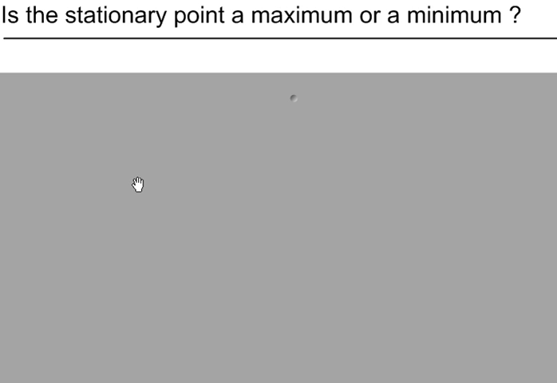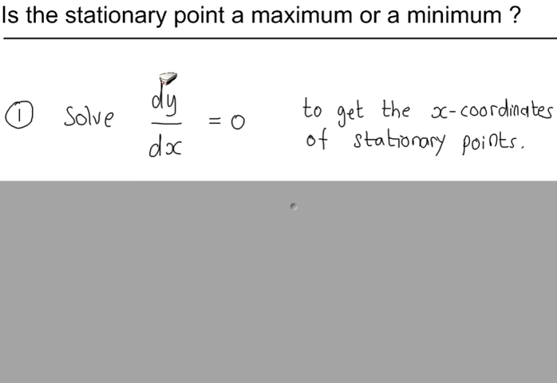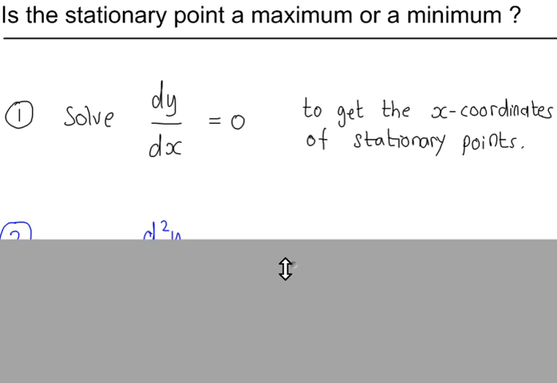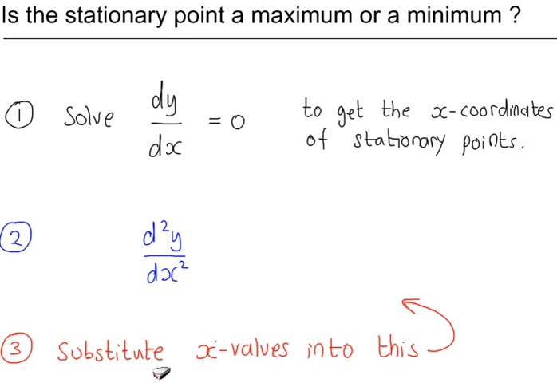Once you've worked out the coordinates for the stationary point, is it a maximum or is it a minimum point? Okay, so this was the first step. You work out dy by dx, make it equal to 0, you solve that to get the x coordinates for the stationary points, and work out your second derivative, and then you substitute the x values for the stationary points into the second derivative. Okay, you're not making the second derivative equal to anything. What you're doing is you're substituting x values into it.